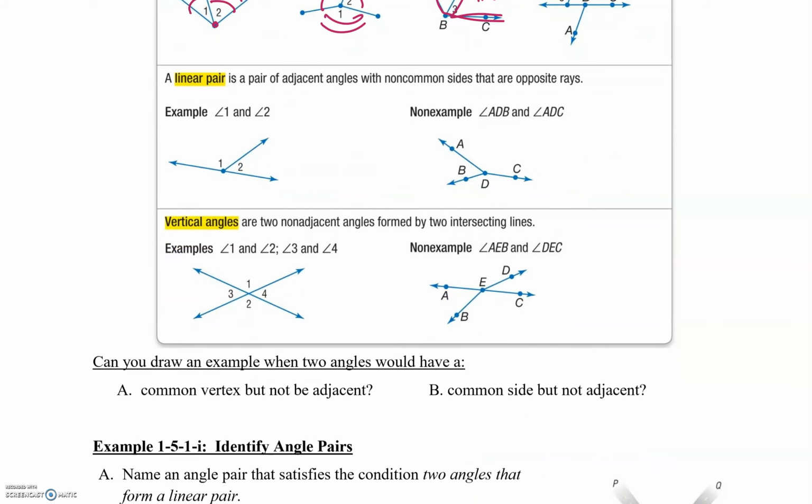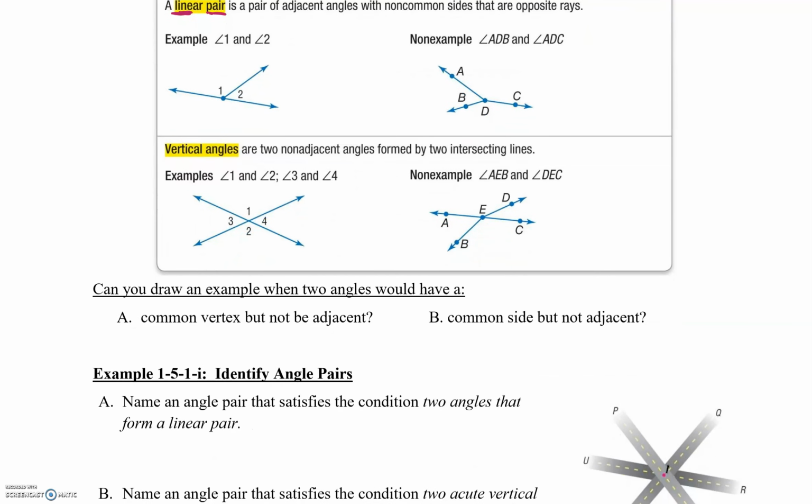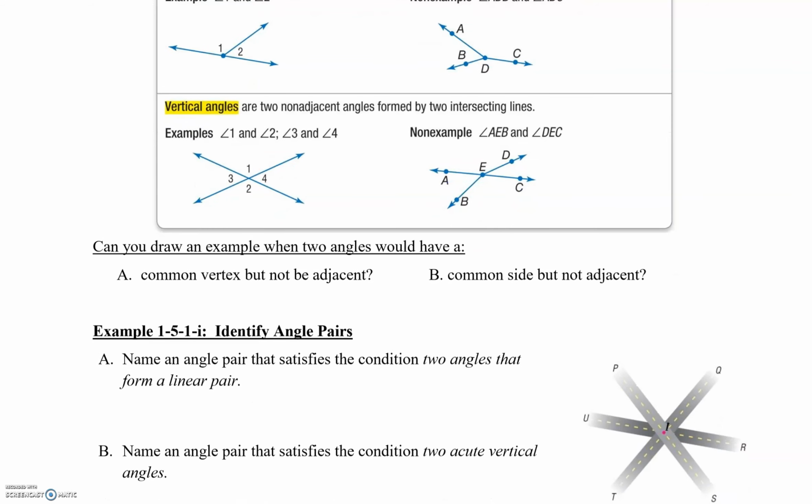A linear pair is kind of what it sounds like, a line, and it's a pair of angles. So two angles that form a line. And they are adjacent with a non-common side but are opposite rays. And there's a non-example there because it's not forming a line.